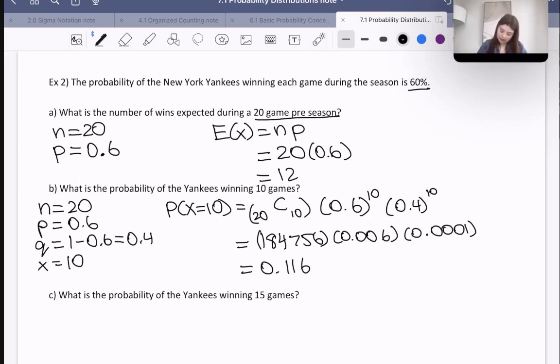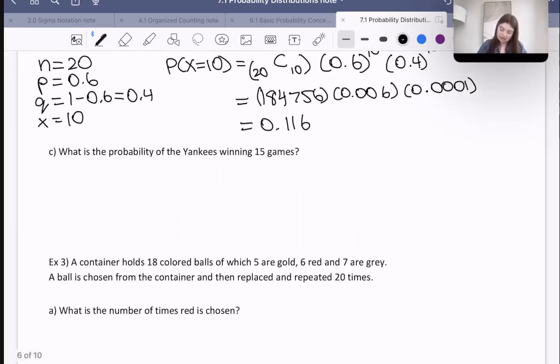The next one asks, what is the probability of the Yankees winning exactly 15 games? Well, this one right off the bat, we know this is going to be a smaller probability than the probability we just calculated, because the expected number of games to win during this preseason is 12, right? And 12 is only 2 away from 10, but it's 3 away from 15, right? And so we're expecting a probability that's slightly lower than the last one we just calculated.